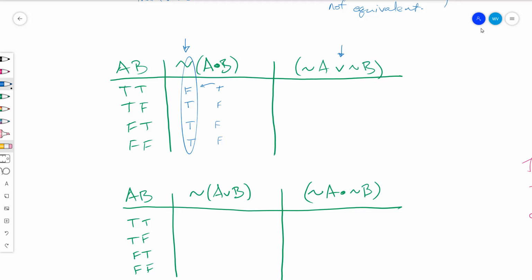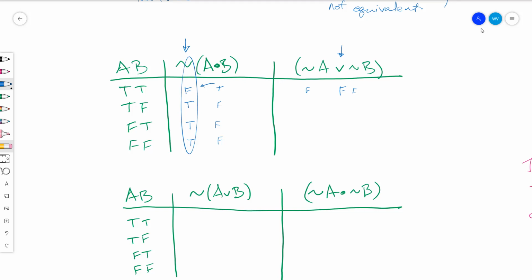Now for the second sentence, we have a disjunction. Disjunctions are true when at least one disjunct is true. On the first line, since A is true, that means that not A is false. And when B is true, not B is false. So we have false, false in a disjunction here. That means the disjunction is false.